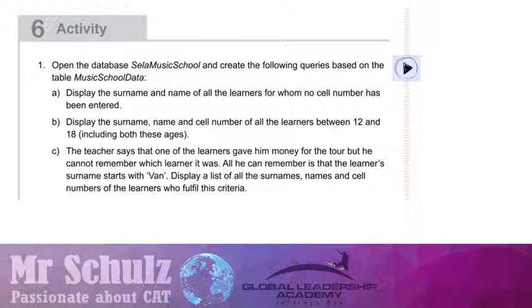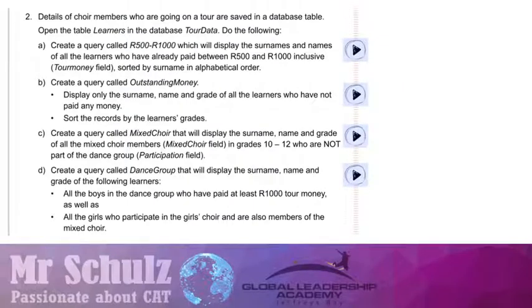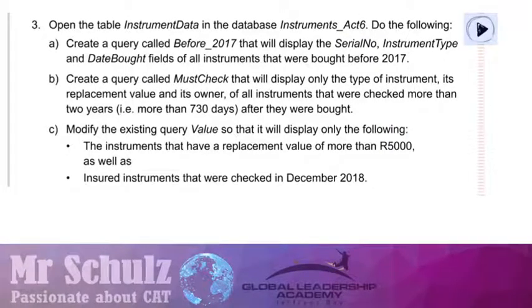So activity 5 and 6 are about queries and the conditions that we can specify in order to display only certain values or fields, certain answers that we've asked our database. And then after that I will do activity 6, which has 3 parts: one in the Cellar Music School, one in the tour data, and one in the instrument activity 6.